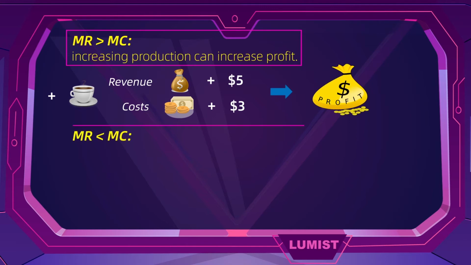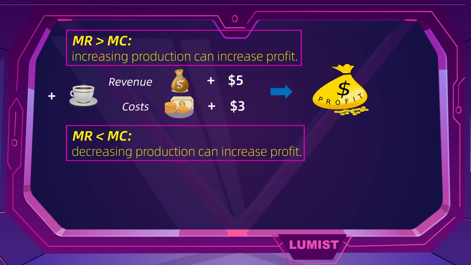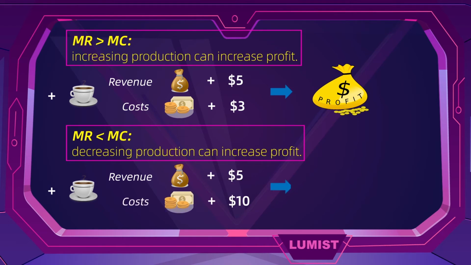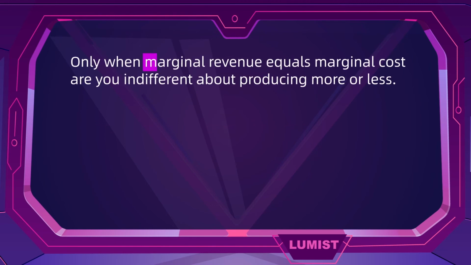However, if the marginal revenue is less than the marginal cost, then not making that next cup of coffee will actually increase your profits. If the next cup of coffee can be sold for $5, but it costs $10 to make, then you should not make it. In fact, you should decrease your production instead.